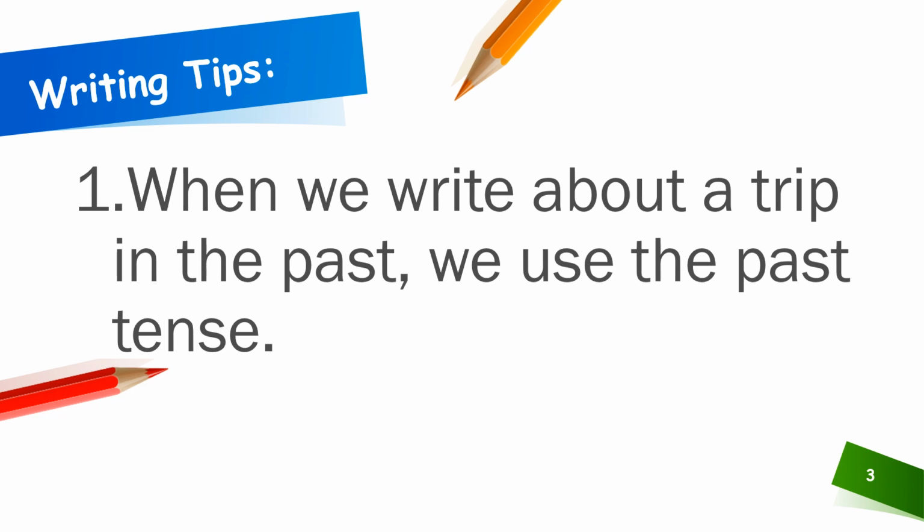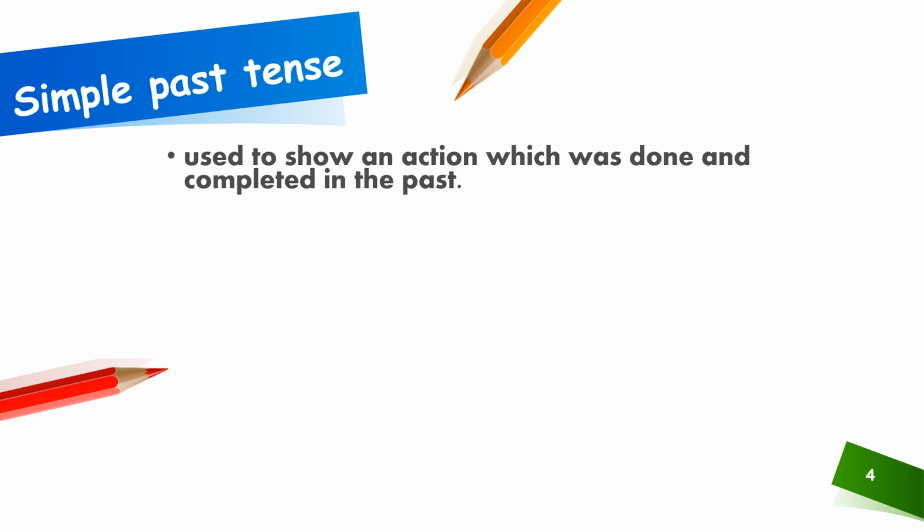Now let's look at some writing tips about writing an email. Firstly, when we write about a trip in the past, we use the past tense. Now, simple past tense is used to show an action which was done and completed in the past. Okay, it simply means that the action was done. Alright, maybe yesterday, last month, last year, during the last holidays. Okay, it's over. 已经过去了 sudah lepas.